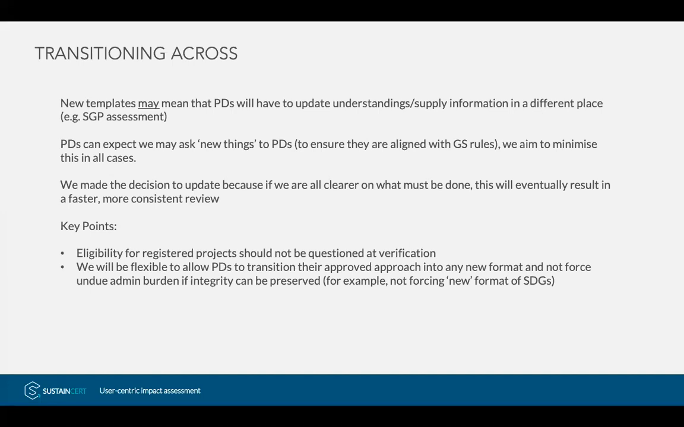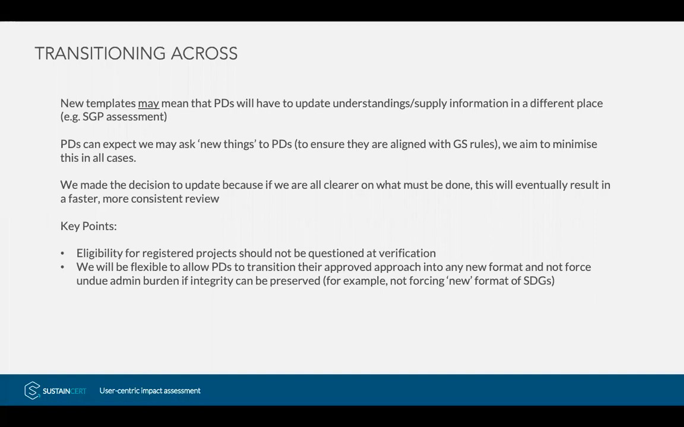And it's important to clarify as well, obviously we're aware that changing templates means that people are going to have to change the way they do things, but the reason that we did this is an investment, really. If we're all clearer at the start on what must be done and what must be done where, it will eventually result in a faster, more consistent review.